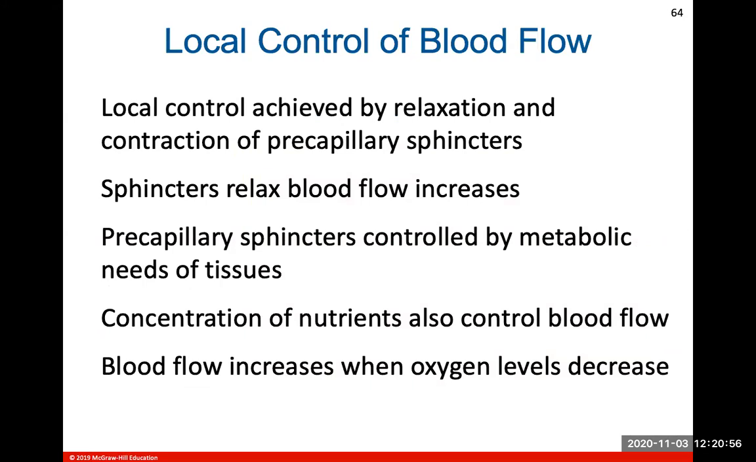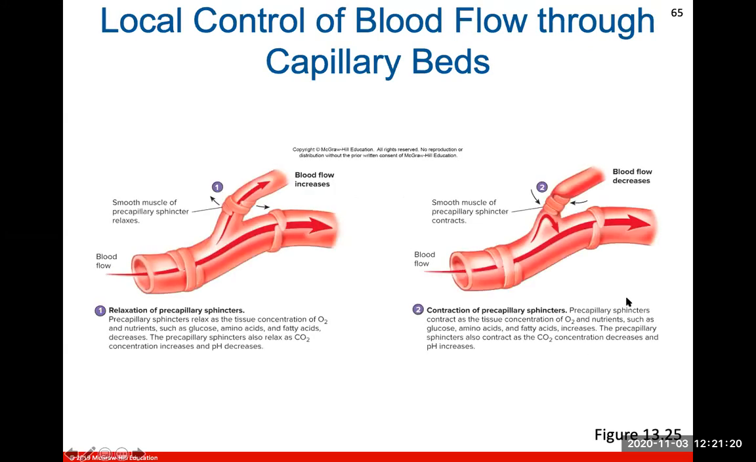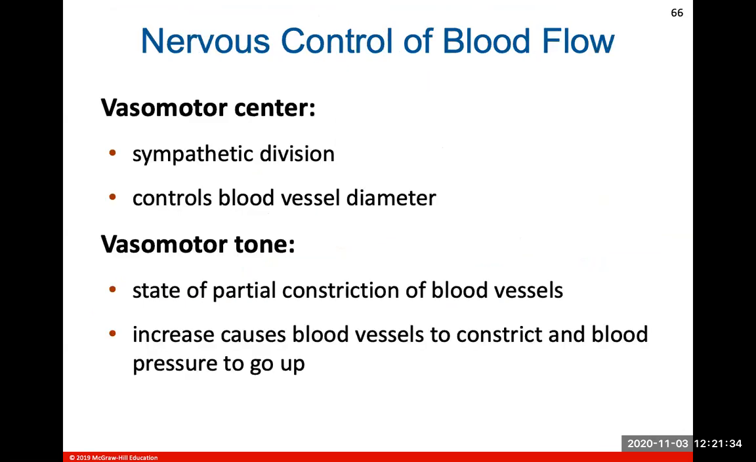Local control of blood flow is achieved by relaxation and contraction of these precapillary sphincters. When they relax, blood flow increases. It's controlled by the metabolic needs of tissues. So if your tissues need more oxygen, these precapillary sphincters will relax to allow more blood supply to go through them so oxygen can be dumped out. Blood flow increases when oxygen levels decrease. And this just shows how these precapillary sphincters will relax or contract to control blood flow into the capillaries, and that will control how tissues get offloaded or back into the capillaries.